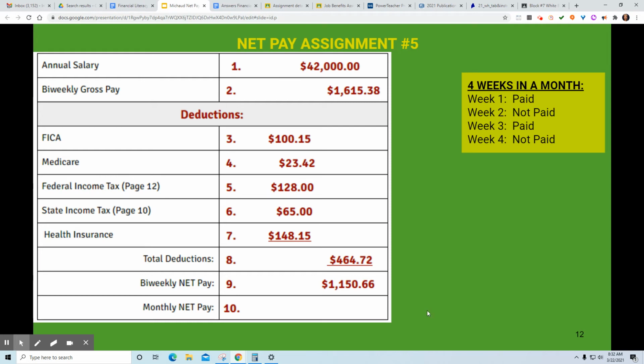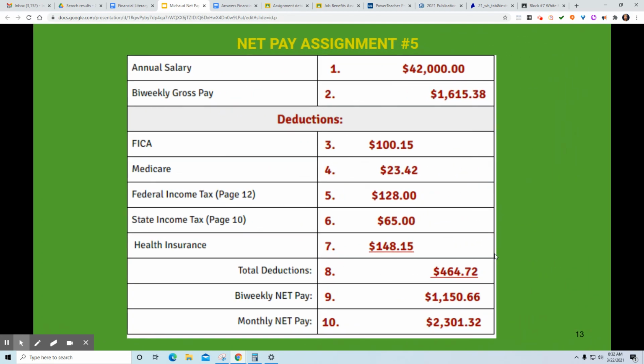And then finally, we need to figure out your monthly net pay. That's going to be your biweekly net pay times 2. Assume there are 4 weeks in a month and that you get paid every other week, right? Biweekly. So if you get paid the first week but not the second, you get paid the third but not the fourth, you get paid on average twice a month. So $1,150.66 times 2 is $2,301.32. Make sure you fill in your chart.